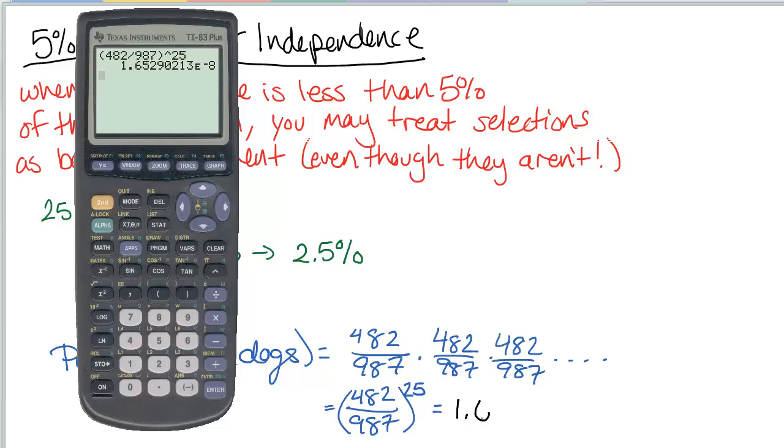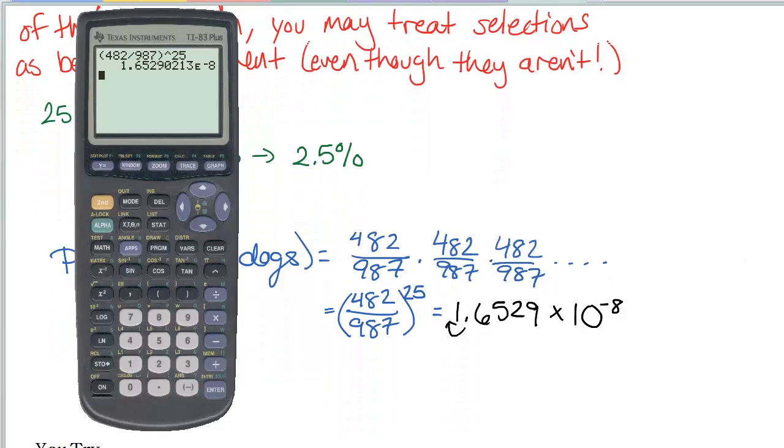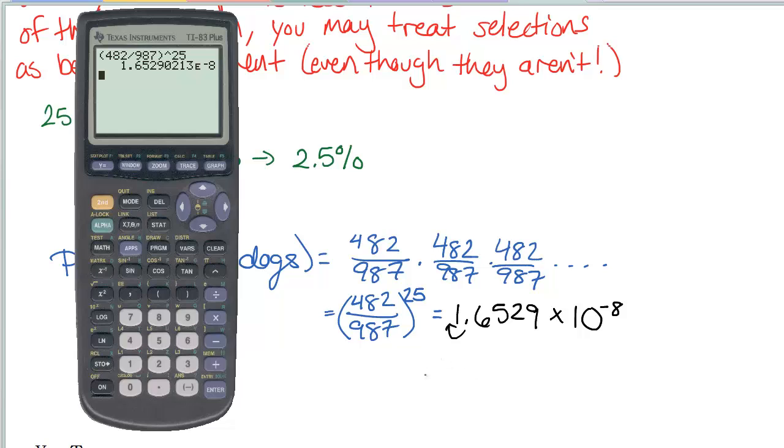So 1.6529, etc. The capital E there means times 10 to the negative 8th. So if you remember your scientific notation, a negative power means that our decimal place has to move to the left, in this case 8 times. So our answer here would be we'd have to have 7 zeros, 16529. This is an incredibly small probability that if we picked 25 people, all of them would have dogs. We would not expect this to happen.